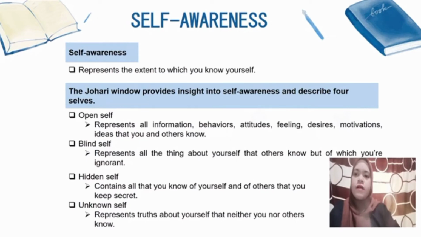First, open self represents all information, behavior, attitude, feeling, desire, motivation, and ideals that you and others know. Second, blind self represents all the things about yourself that others know but of which you are ignorant. Third, hidden self contains all that you know of yourself and of others that you keep secret. And the last is unknown self, which represents truth about yourself that neither you nor others know.